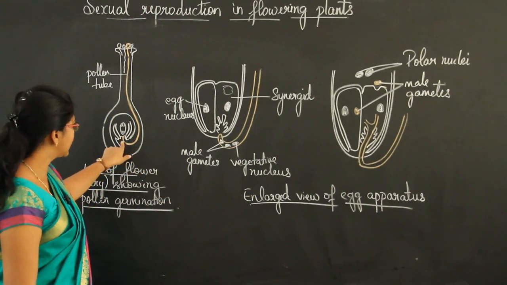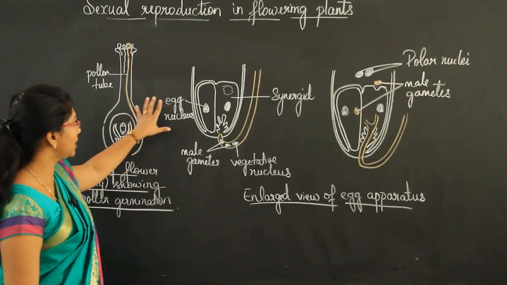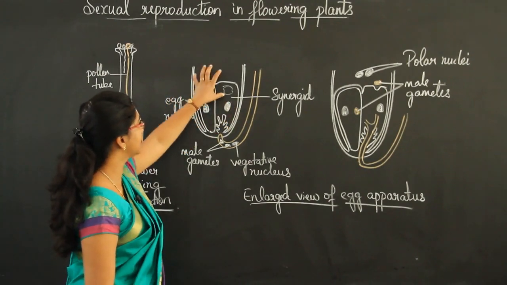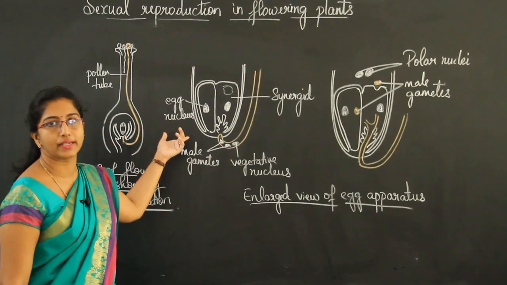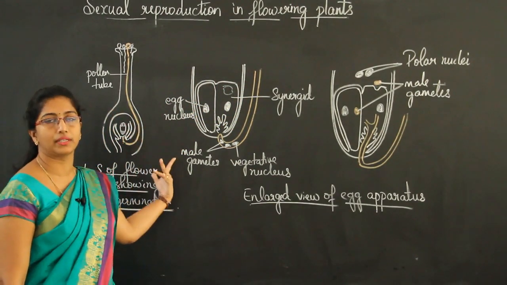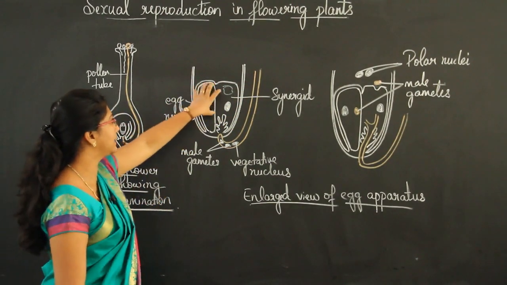When it reaches the micropyle, now here in the second diagram you can see only the egg apparatus, which is enlarged and shown. We are not showing the whole ovule here, but concentrating on the egg apparatus.